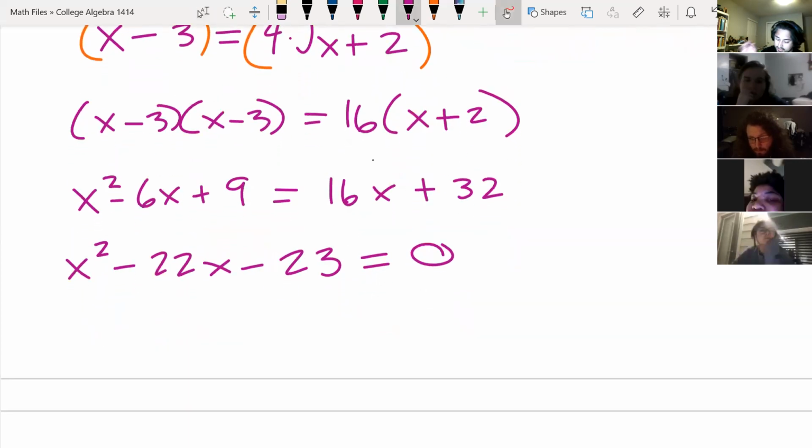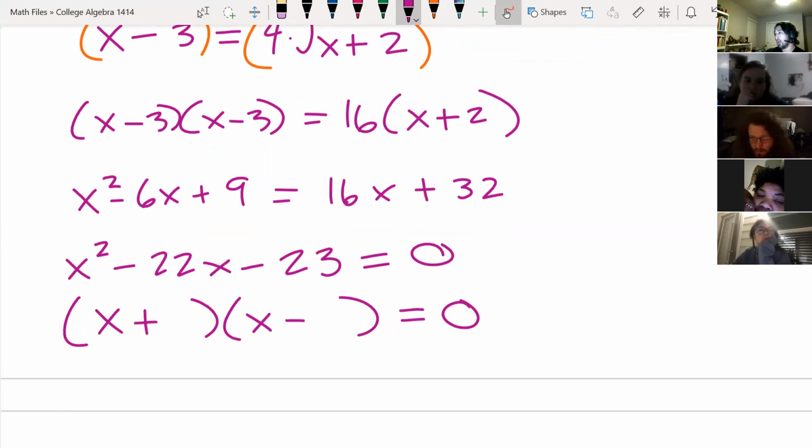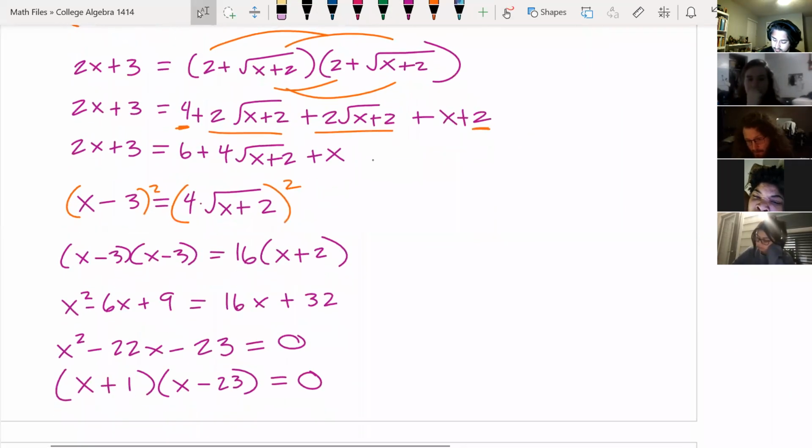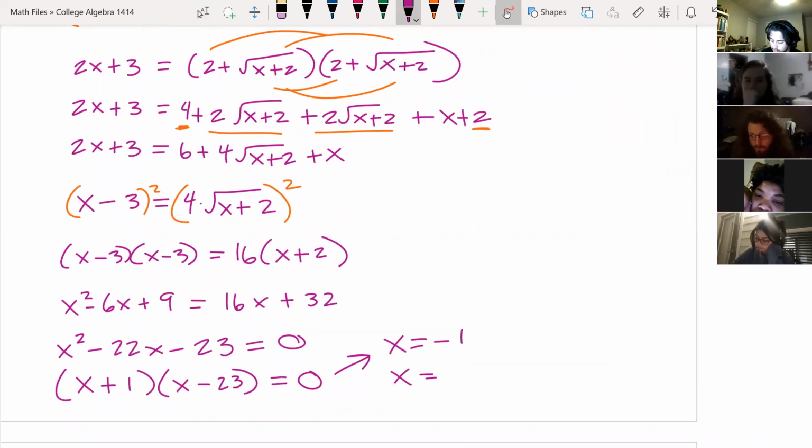And now, once again, we have a quadratic equation, which we hope can be factored, which it is. This is minus minus, so it'll be x plus a number, x minus a number equal to 0. What are the only factors of 23 that can make 22? 1 and 23. Good. Now, solve for x, and what are my answers? -1 and 23.